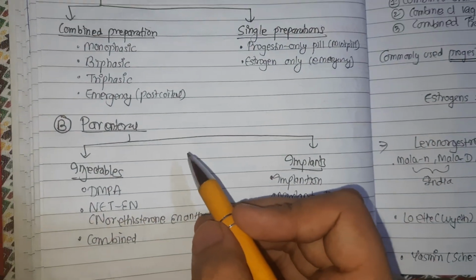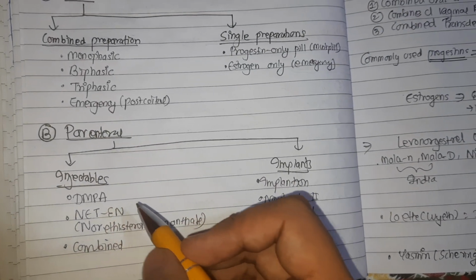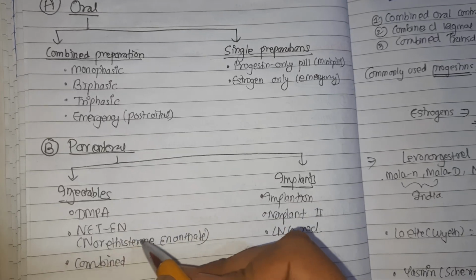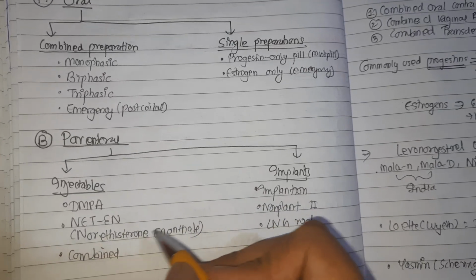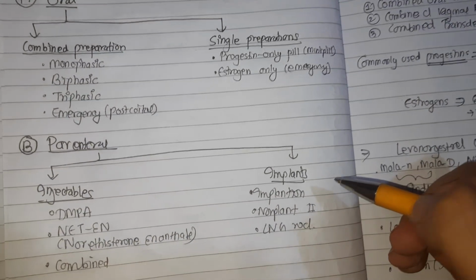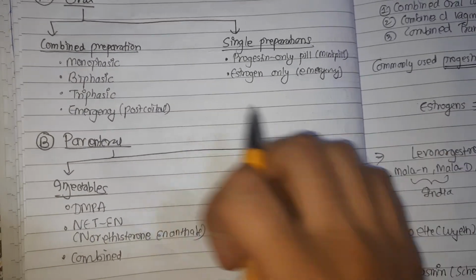In the parenteral formulations, we have injectables like DMPA, depot medroxyprogesterone acetate, NET-EN, norethisterone enanthate, and combined injectables. In implants, we have Implanon, Norplant 2, and LNG rod.